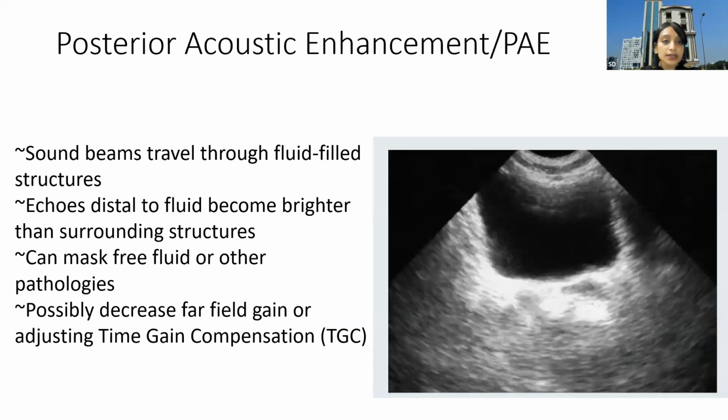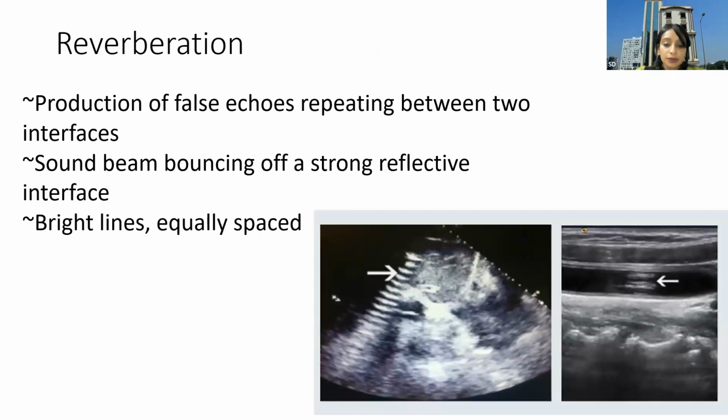Then there is something called posterior acoustic enhancement, or PAE. Here the sound beam travels through fluid-filled structures, and the echoes distal to the fluid become brighter than the surrounding structures. This can mask free fluid or any other pathologies due to the posterior acoustic enhancement. It can be decreased if we use the time gain compensation, TGC, which is present in our ultrasound.